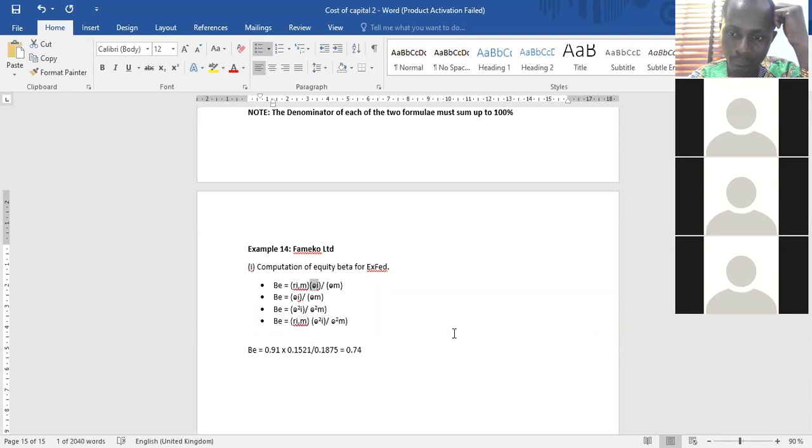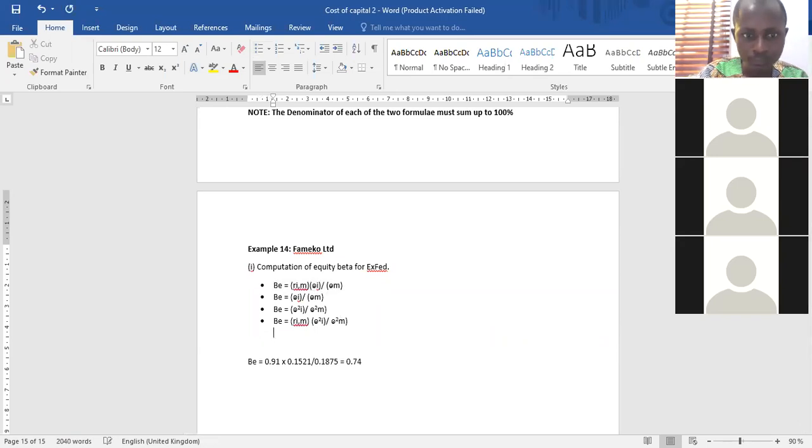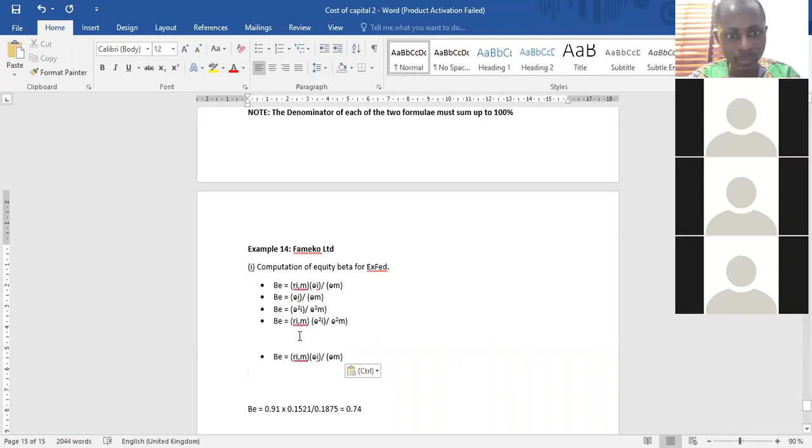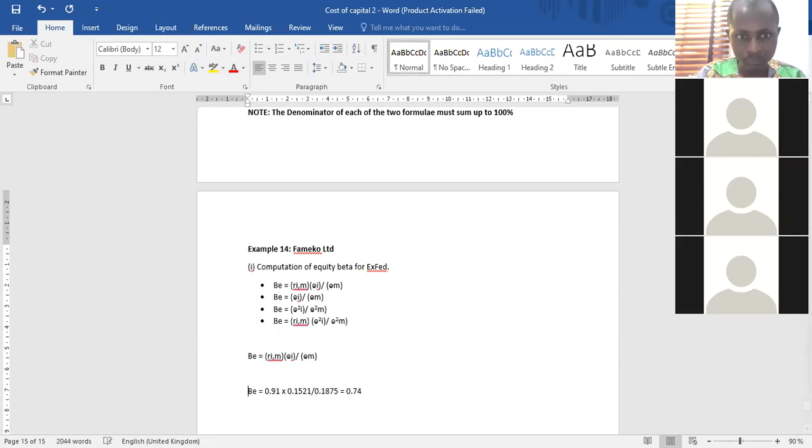What I was saying, the formula we're using to get our equity beta has correlation. Our correlation.